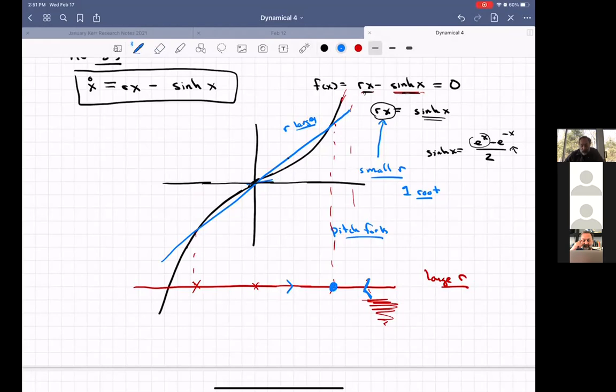Yep. And now the same sort of argument goes over here. I'm going to end up flowing that way. And we're going to end up flowing that way. So this is going to be a stable fixed point. That's going to be an unstable fixed point.